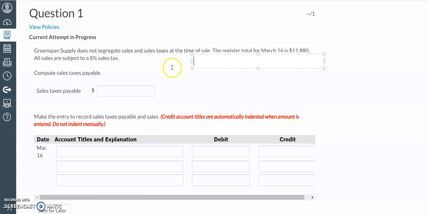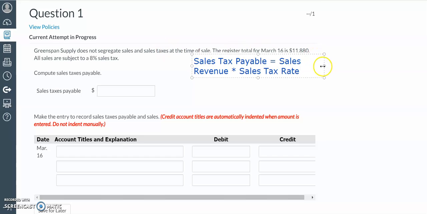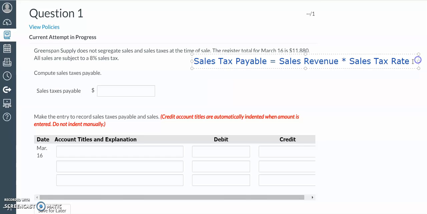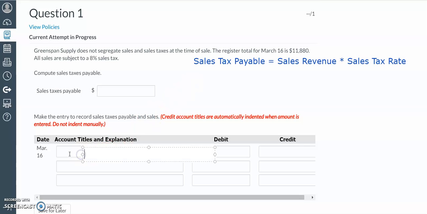So one thing I want to point out is that we determine the sales tax payable by taking the sales revenue times the sales tax rate. So that's how we're going to determine the amount of the sales tax payable. And in this problem, they tell us the register total is $11,880. So that is going to be the amount of the cash that we receive. And the cash that we receive is going to be recorded as a debit.